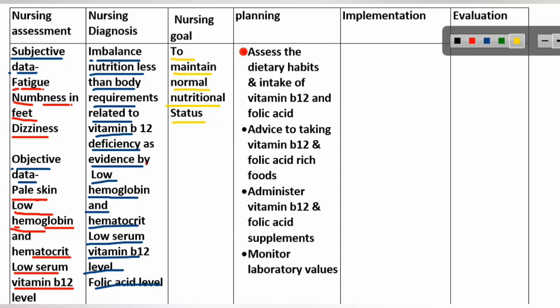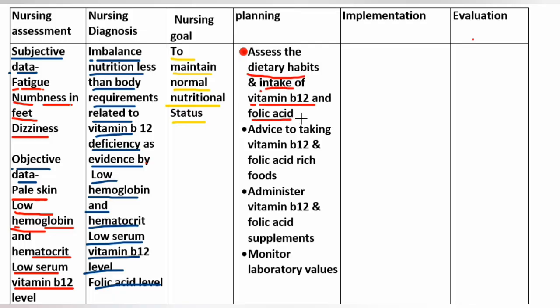Planning: assess the dietary habits and intake of vitamin B12 and folic acid. Advise to take vitamin B12 and folic acid rich foods. Administer vitamin B12 with folic acid supplements. Monitor laboratory values.